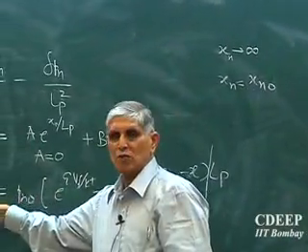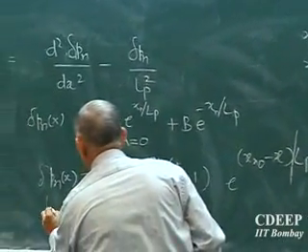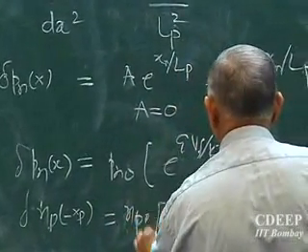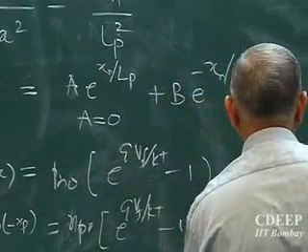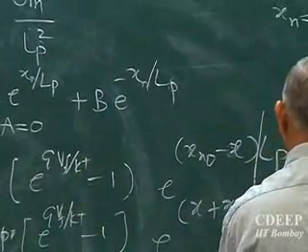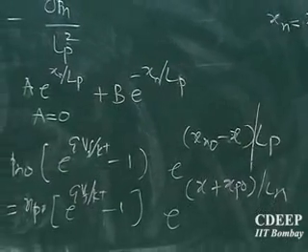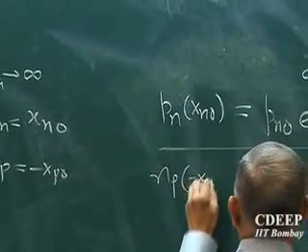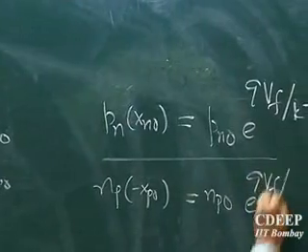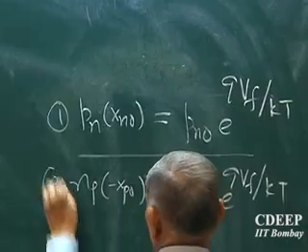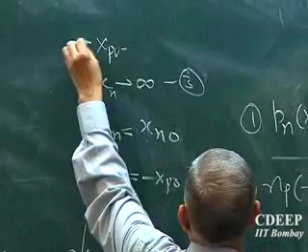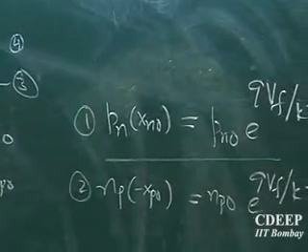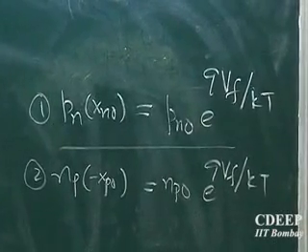Once I know this fact, what can I do now? Similarly, I can write delta np(x), or minus xp if you wish, similar to np0 with the sign correctly taken, e to the power qVf by kT minus 1 times e to the power x plus xpo by Ln. What is the boundary condition on the other side? At xp equal to minus xpo, np at minus xpo is npo e to the power qVf by kT. This is one boundary condition, this is two, this is the third, and the fourth is xp tends to infinity. Two for this side, two for this side. So I can always calculate the excess carrier concentration on the P side as well as on the N side.